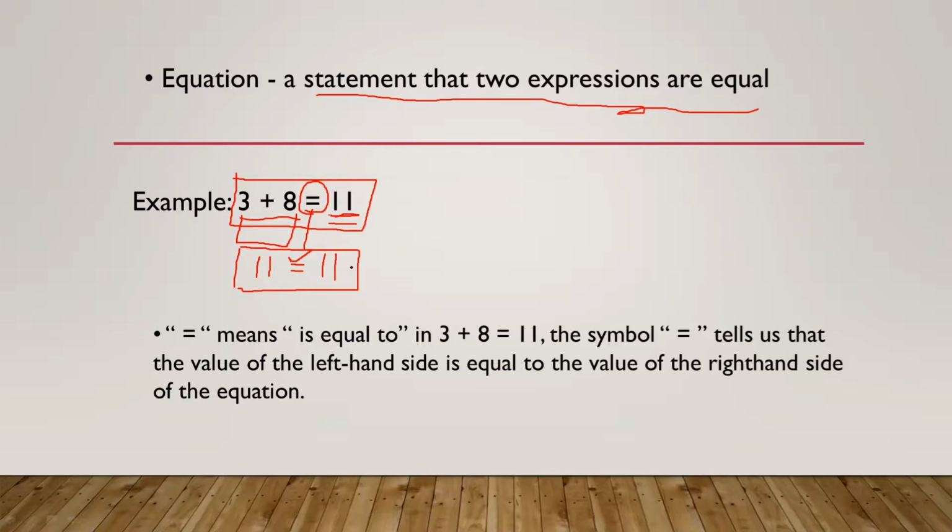So, next example natin is 6 times 5 is equal to 30. To prove that this equation is equal, dapat yung left-hand side of the equation and the right-hand side of the equation ay pareha ng value. First, let's solve the left-hand side of the equation, which is 6 times 5 is equal to 30. And then, equal to 30. Therefore, this equation proves that two expressions are equal.